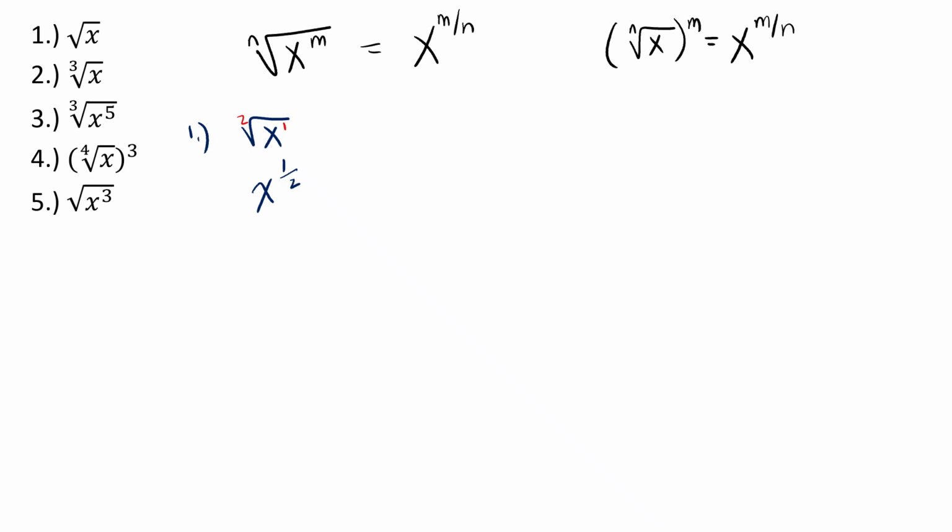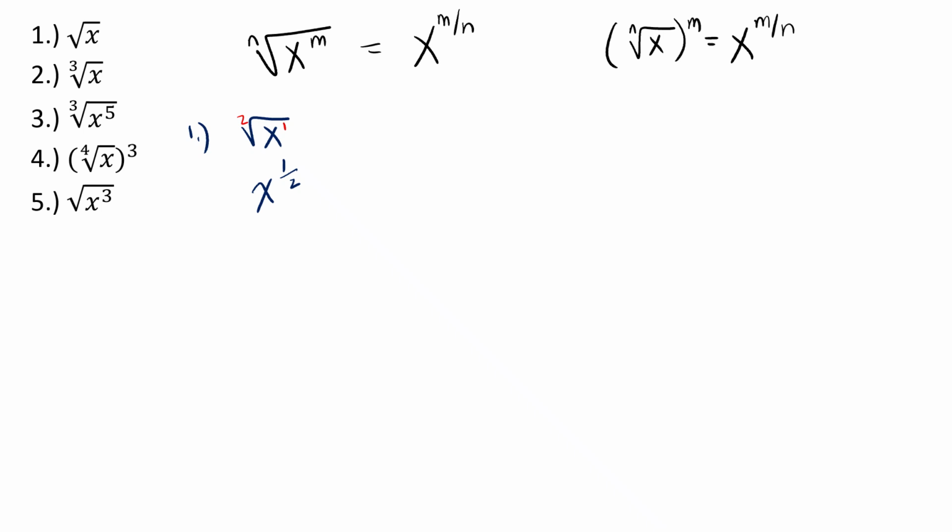This is actually used a lot in calculus to rewrite your radicals as exponents so that you can apply some of the derivative rules that work with exponents. This is basically how you would navigate it. So the square root is equal to an exponent of 1/2.